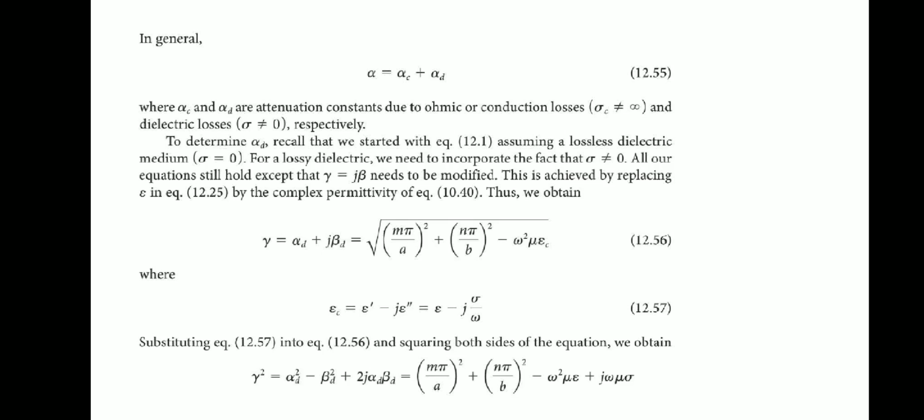So you will get gamma square equal to (alpha d plus j beta d) whole square, which is alpha d square minus beta d square plus 2 j alpha d beta d. After squaring, the right side becomes (m pi by a) whole square plus (n pi by b) whole square minus omega square mu epsilon c, where omega square mu epsilon c is changed to omega square mu epsilon minus j omega mu sigma. So we replace 12.57 in 12.56 and square both sides.